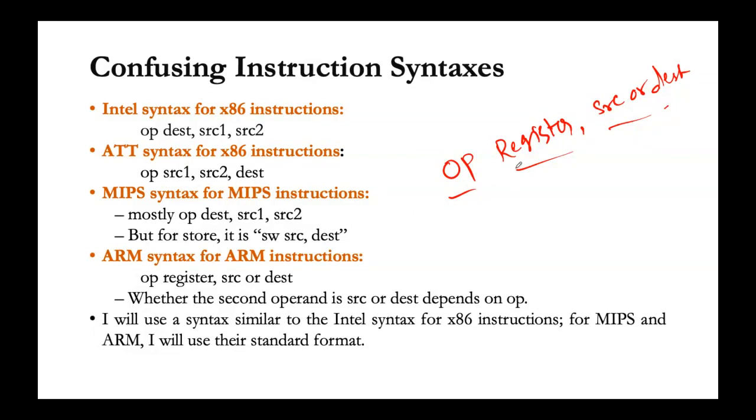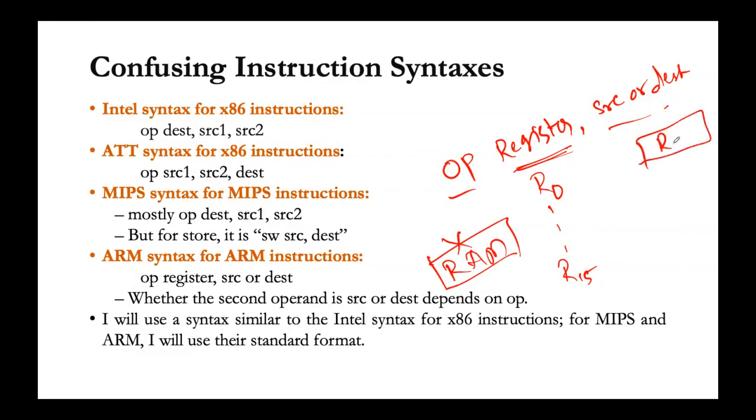The instruction syntax clearly mentions that the first operand, the destination, is always a register. That means it will use only the registers R0 to R15. No primary memory, RAM, is going to be used here. But for your source and destination, they may be in RAM or in registers. So that is the difference.